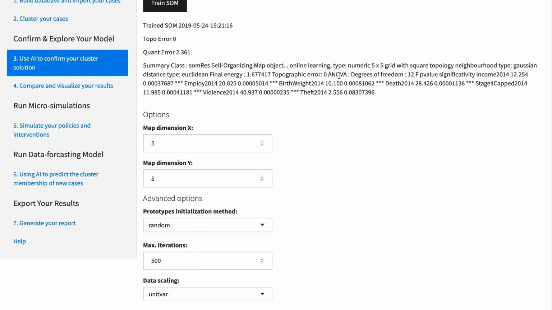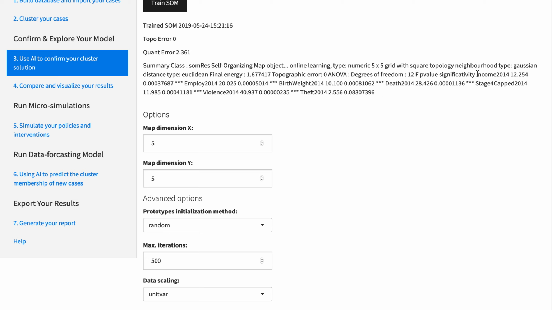Then we have an analysis of variance and the degrees of freedom relative to computing the F statistic. And then we have our variables. Here, for example, is income in 2014, which is a measure of deprivation. So the higher this score, the worse off. And then same with employment and other key factors, which we'll review in a second.